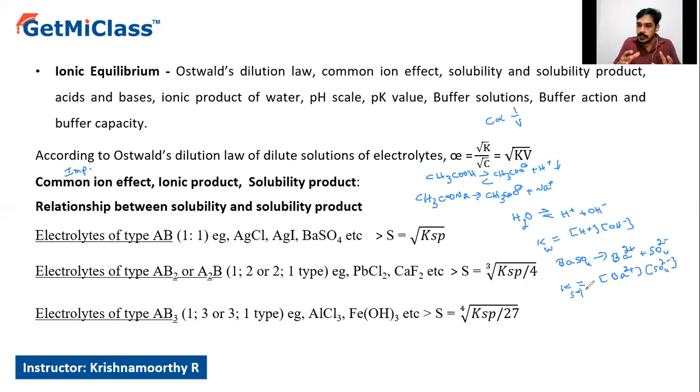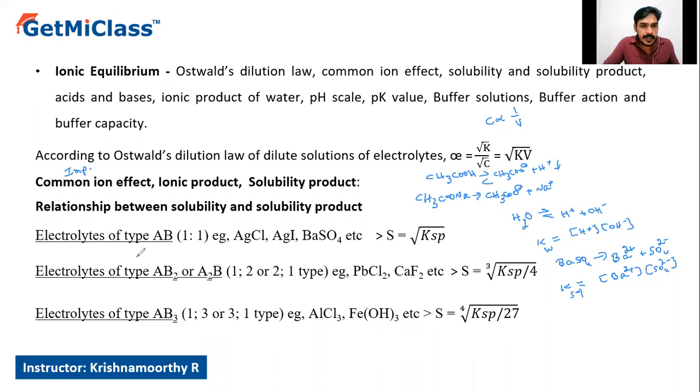So K solubility means it is the product of molar concentrations of a cation and anion. Means there is a metal ion and a non-metal ion. Ionic product of water means the product of molar concentrations of strictly H plus and OH minus. Solubility means a metal ion and a non-metal ion.